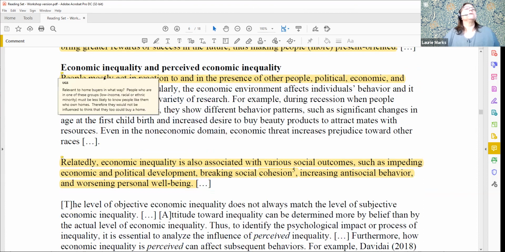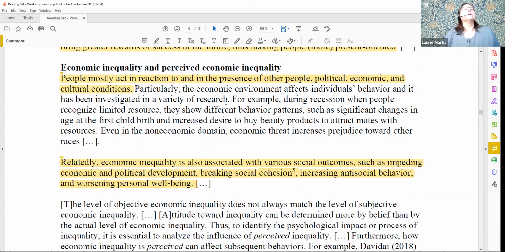So where does this perception come from? And they explain this psychologically. People mostly act in reaction to and in the presence of other people, political, economic, and cultural conditions. What they're saying here is that we are not actually independent. We may like to think that we are, but we actually are heavily influenced by the factors that surround us. If we're surrounded by other people with a certain attitude, we're more likely to have that attitude.